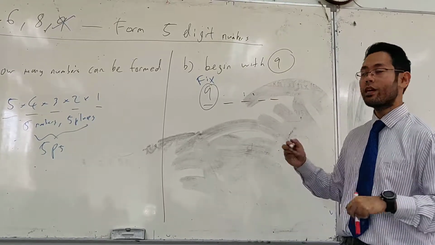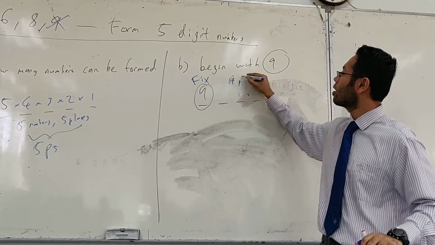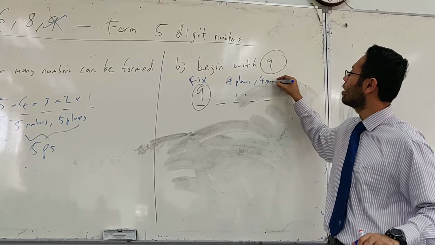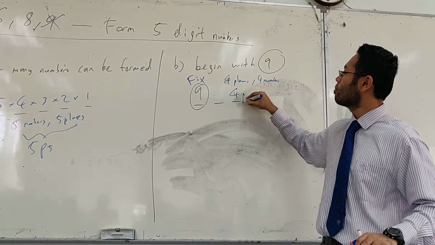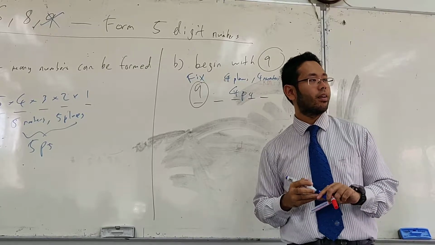How many places do we have left? Four places with four numbers, four objects. So it's a simple 4P4. Are you okay? Yes. As simple as that.